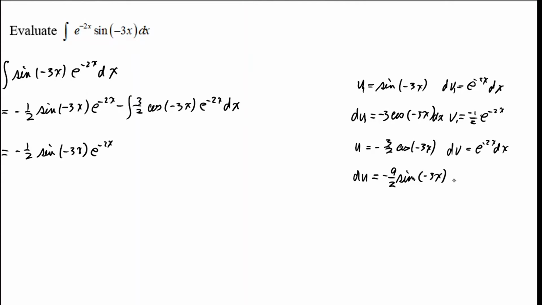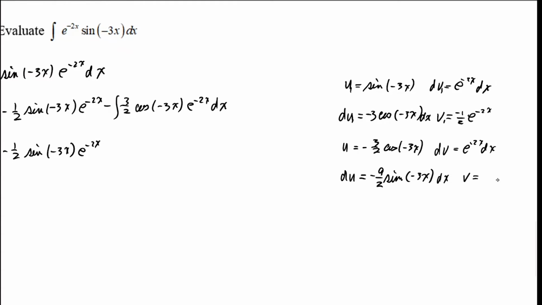And then dx here, and then v here is the same thing as before, e to the negative 2x, and then backward chain rule, so negative 1/2. You with me now?